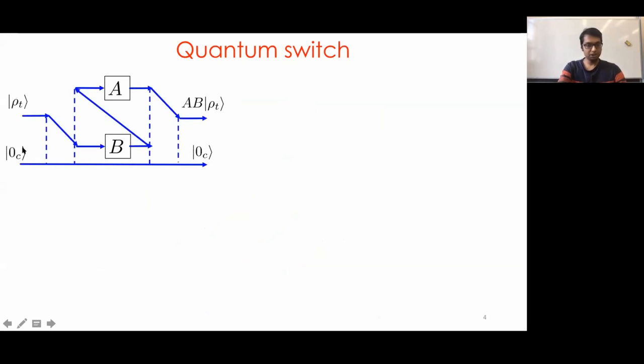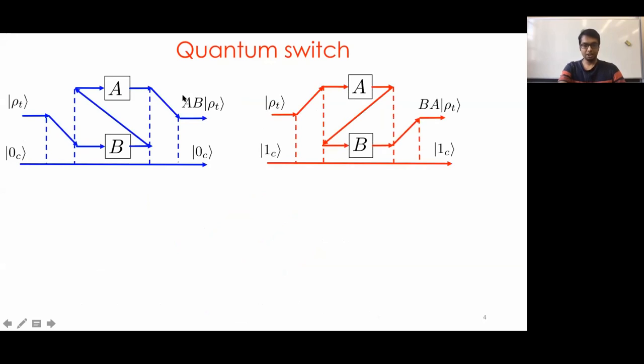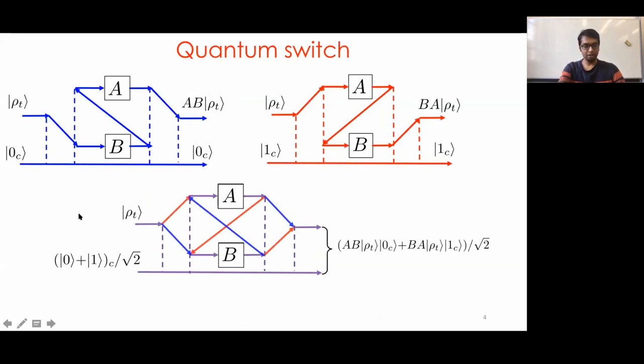In a quantum switch, there is one control system and there is one target system. This control system controls the order of two operations. When the control system is zero, the order of operation is B first and then A. And when it is one, then the order is reversed. But when there is a superposition of this zero and one, then we will have a superposition of two different orders.